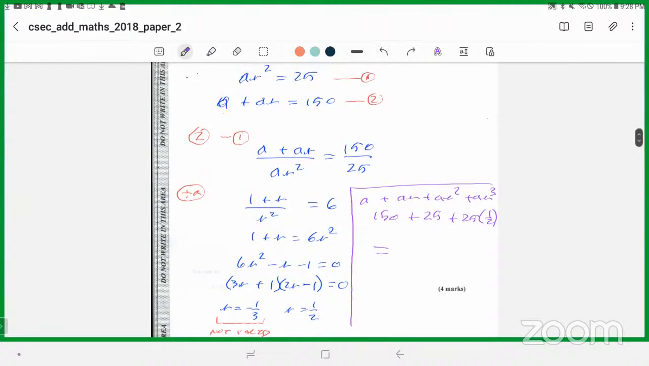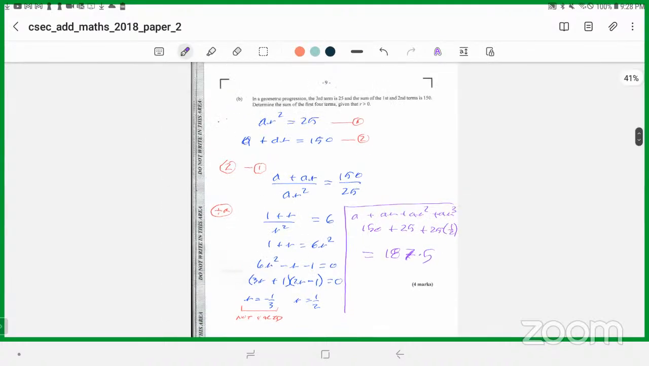So work that out for me, please. That's 175 plus, half of 25 is how much? 12.5. So it's 187.5. That's all? 187.5. Is that correct? Somebody check that for me. Yes, sir. 187.5 is the answer, and that's it.